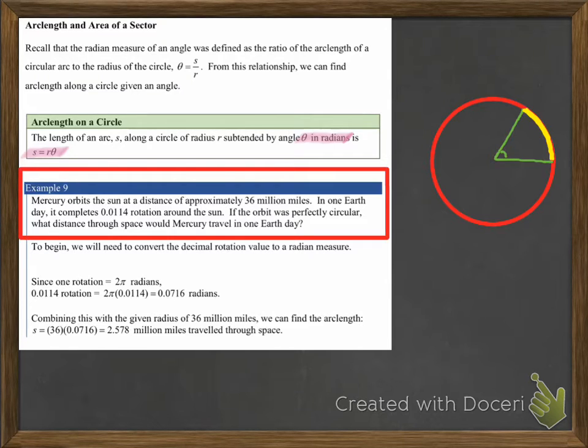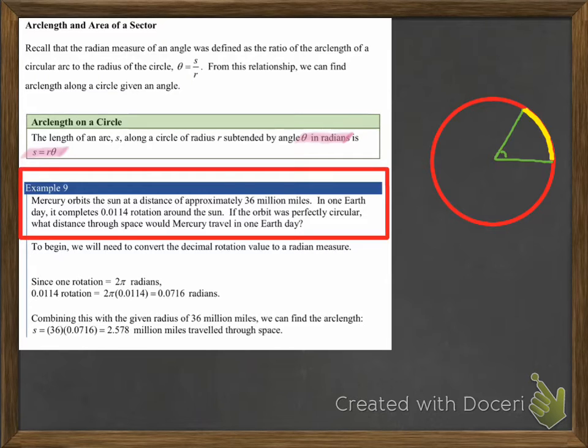So, for example, Mercury orbits the Sun at a distance of approximately 36 million miles. In one Earth day, it completes 0.0114 rotations around the Sun. If the orbit was perfectly circular, what distance through space would Mercury travel in one Earth day?